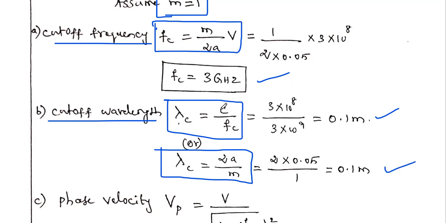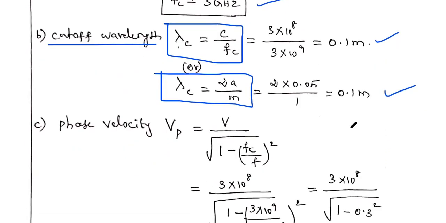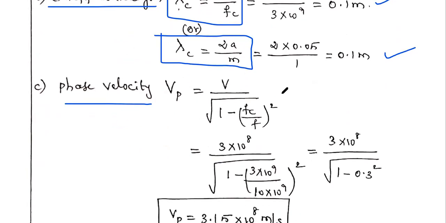You see? Okay, so you can use any one of the formulas to calculate the wavelength. Then the third question, phase velocity. So the phase velocity formula, you know, is V by square root of 1 minus (Fc divided by F) the whole square.